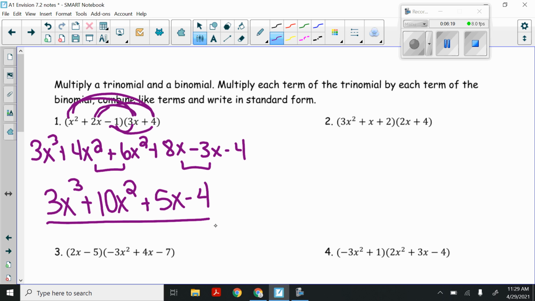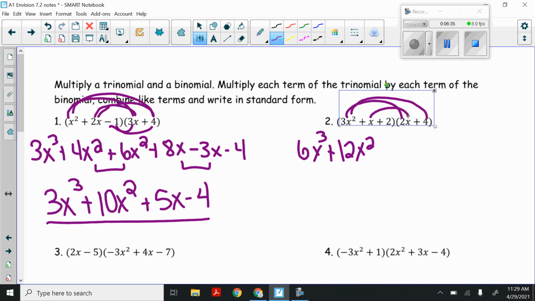So let's try that again. Number 2, 3x squared plus x plus 2, all of that times 2x plus 4. So multiply my 3x squared by everything over there. So I end up with 6x cubed plus 12x squared.